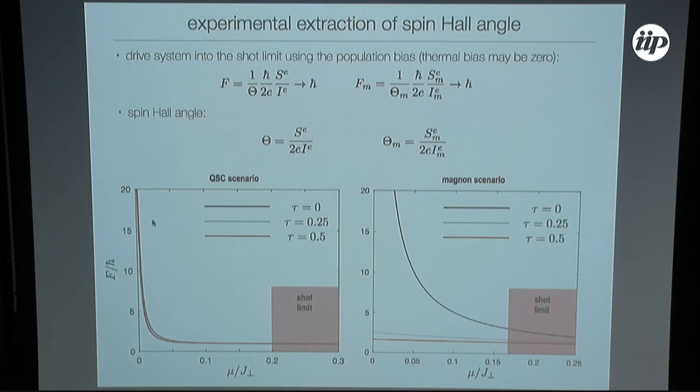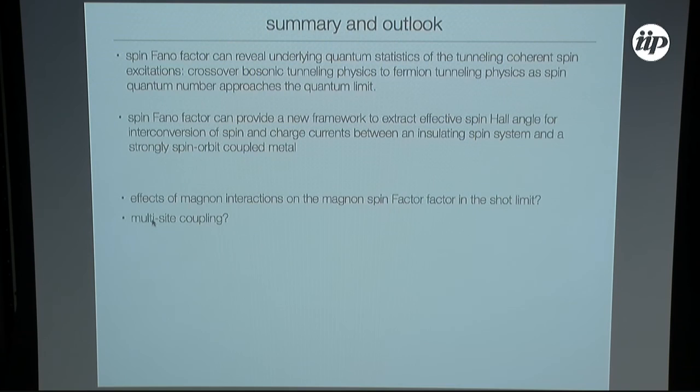Okay, so I think that's all I wanted to say. To summarize, I hope I convinced you that looking at the spin Fano factor can be interesting and that it reveals the underlying quantum statistics of the tunneling spin excitations. And there's a nice crossover between bosonic tunneling physics and fermionic tunneling physics as the spin quantum number approaches the quantum limit. And the spin Fano factor can also provide a new way to experimentally detect the effective spin Hall angle by not just looking at the current, but also looking at the noise.